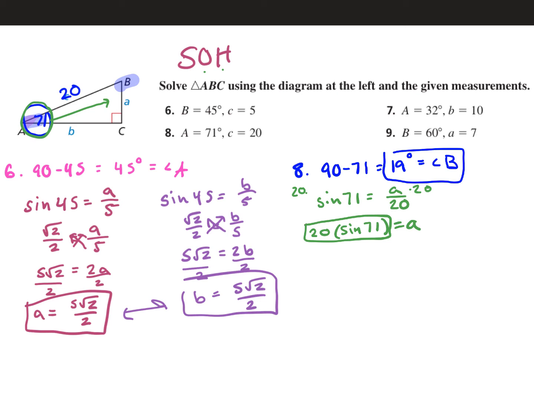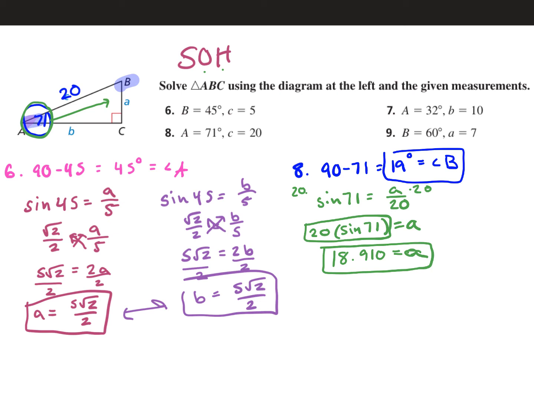So sine of 71 is 0.9455, and then multiply that times 20. And I get 18.910. So that's side A.